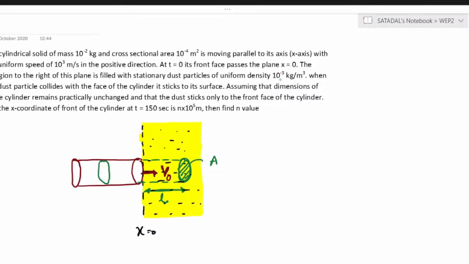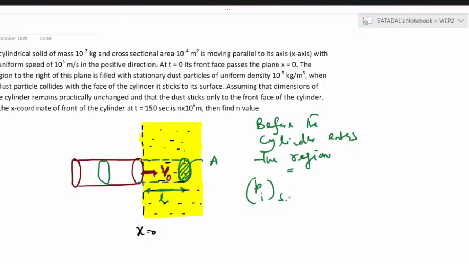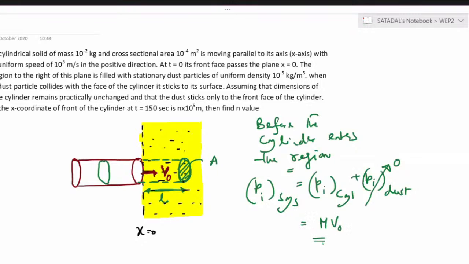So before the cylinder enters the region, initial momentum of the system is equal to initial momentum of the cylinder plus initial momentum of the dust particles. Now when the cylinder is yet to go inside the region, no dust particles are moving, so their momentum is 0. Only the cylinder has momentum, capital M into V naught. Is that point clear?